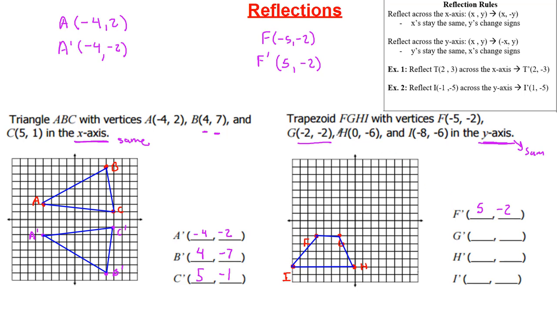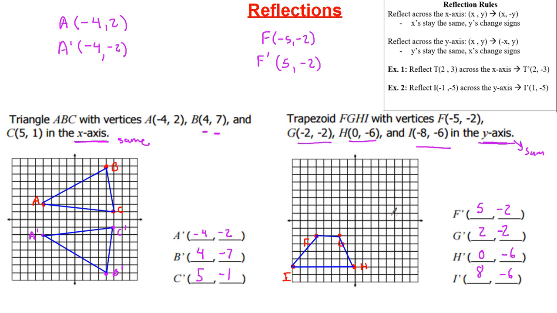G, since it's the y-axis, let me focus on the y first. This is going to be negative 2, 2. Once again, it's y. Let me focus on the y first, negative 6. 0 is neither negative nor positive, so that's an easy one. And then lastly, we have negative 8, negative 6. So negative 6 stays the same, 8 then becomes positive.